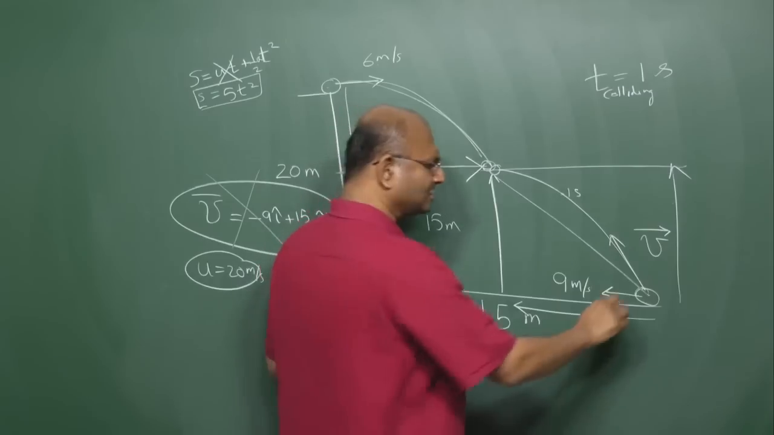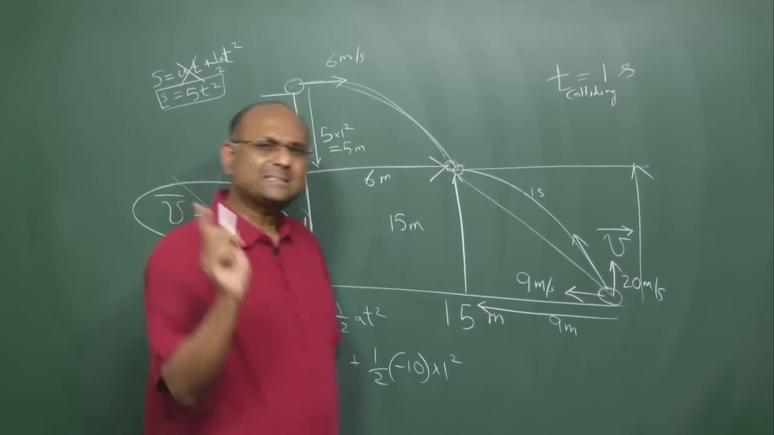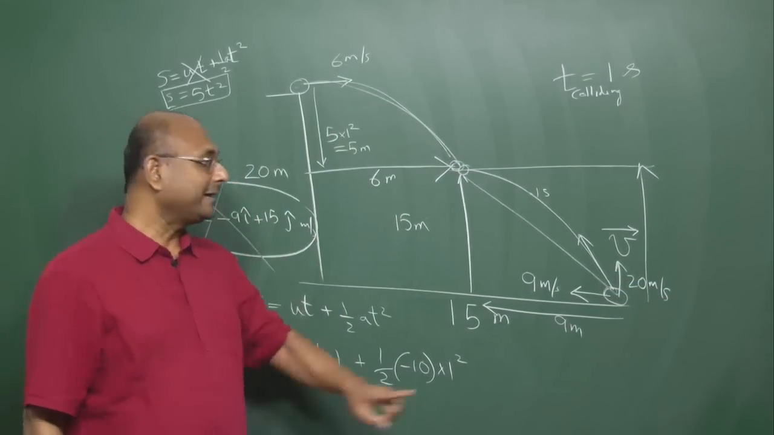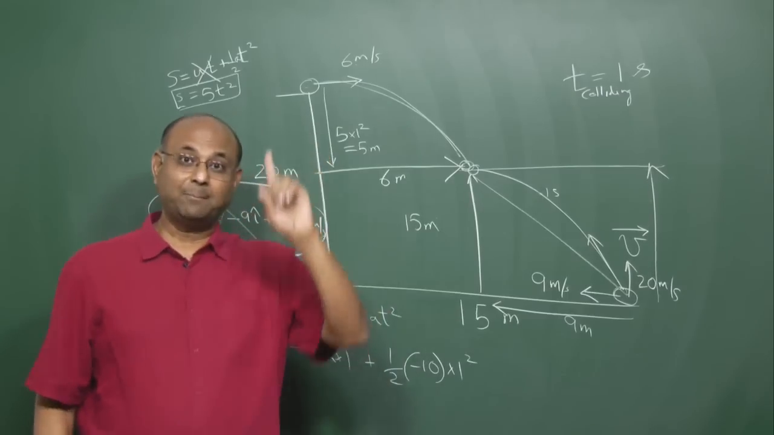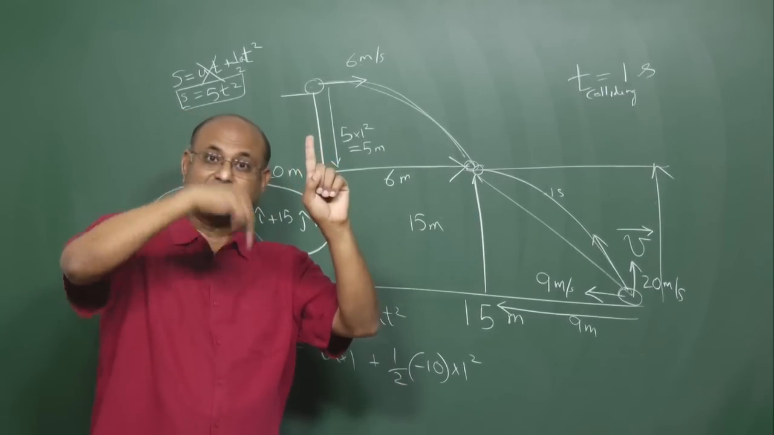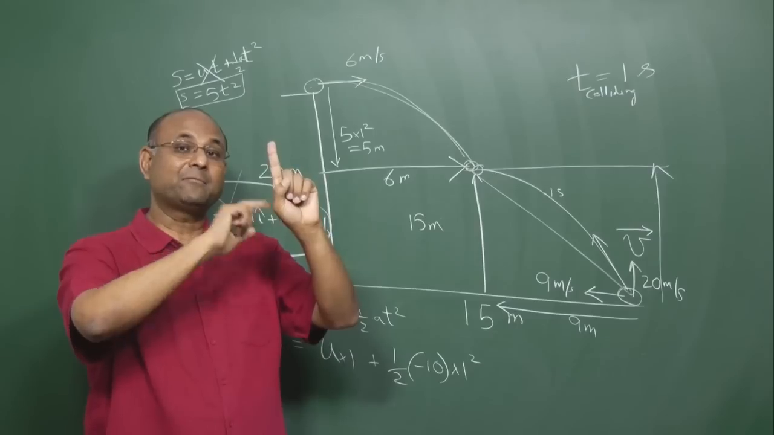Is it weird or is it not so weird? Let us see. This is 20 meters per second. Let us think about this. In 1 second, 20 meters per second will become how much vertical velocity? 20 up, 1 second, acceleration 10 down. So 20 up, with acceleration 10 down, will make the final velocity how much?